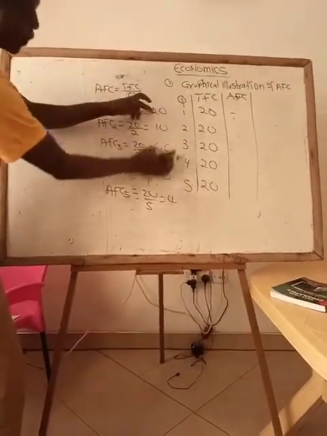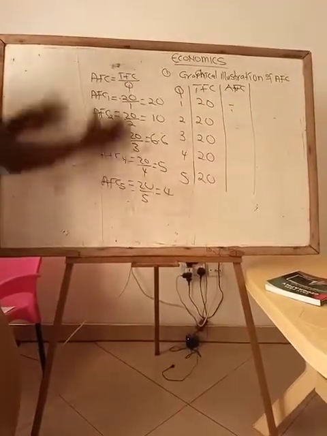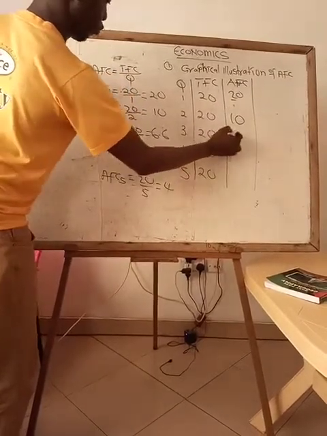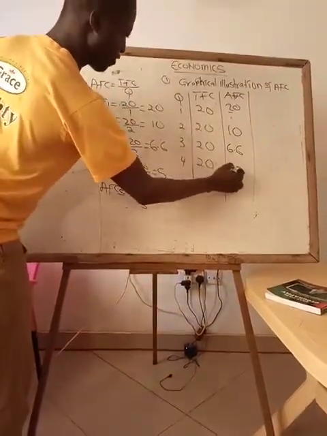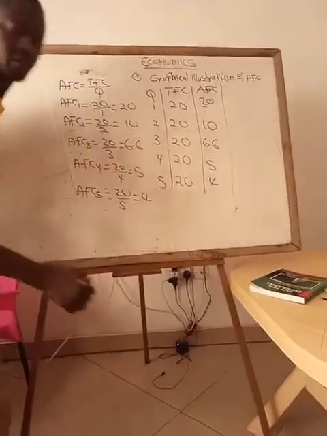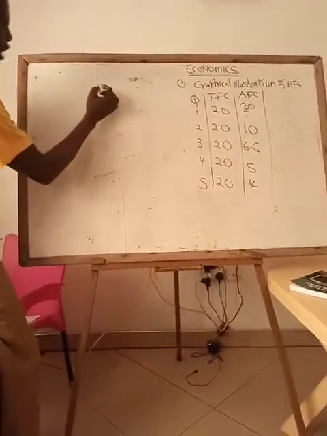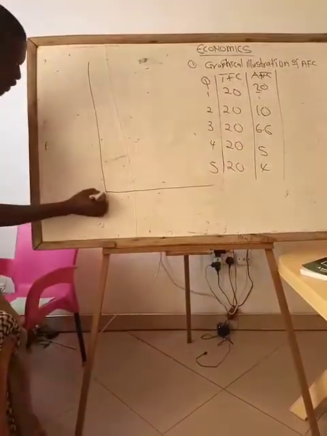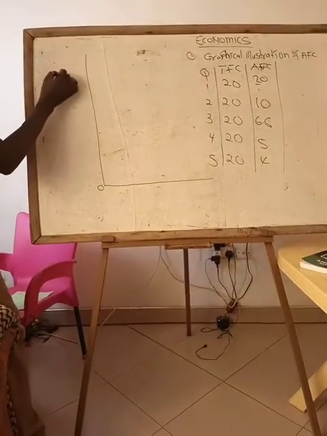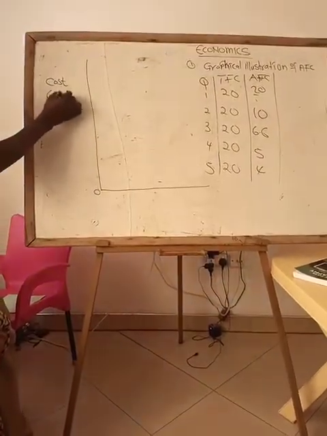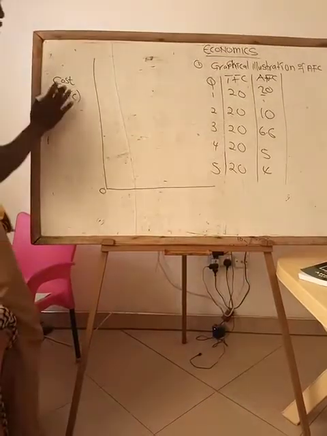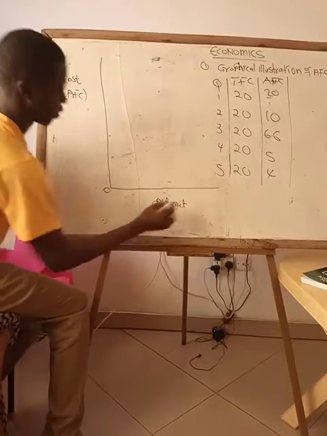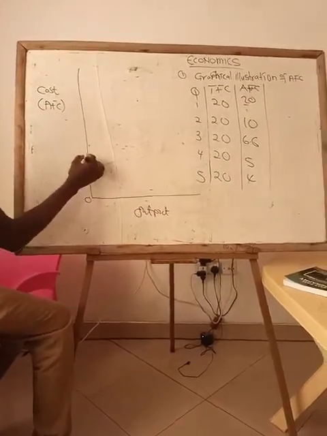So I'm just going to copy these figures onto this table and then I'll clean this one and then plot the graph here. So we have 20 here, 10 here, 6.6 here, 5 here, and 4 here. So now look at it. I'm going to have my graph. This is my y-axis and this is my x-axis. So here is 0. This side is always represented as cost. So this side is the average fixed cost figure I'm going to look for. We have cost here. Maybe cost is measured in cities or dollars. We have output here. And then we have these lines on our graph.